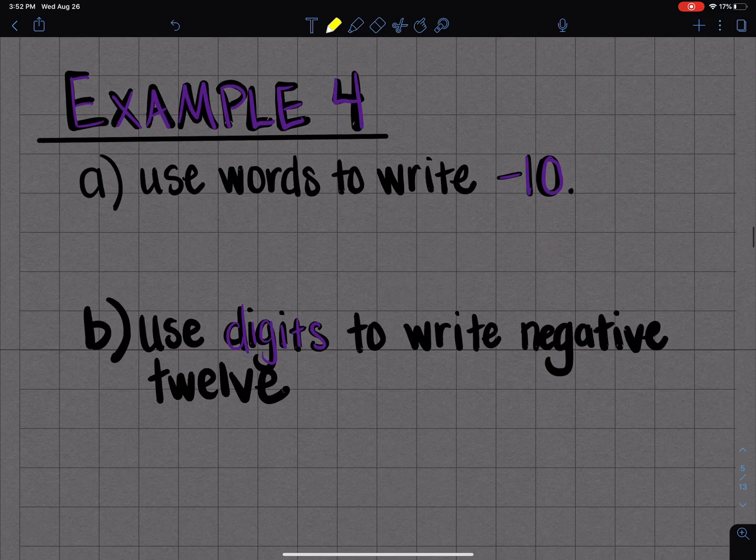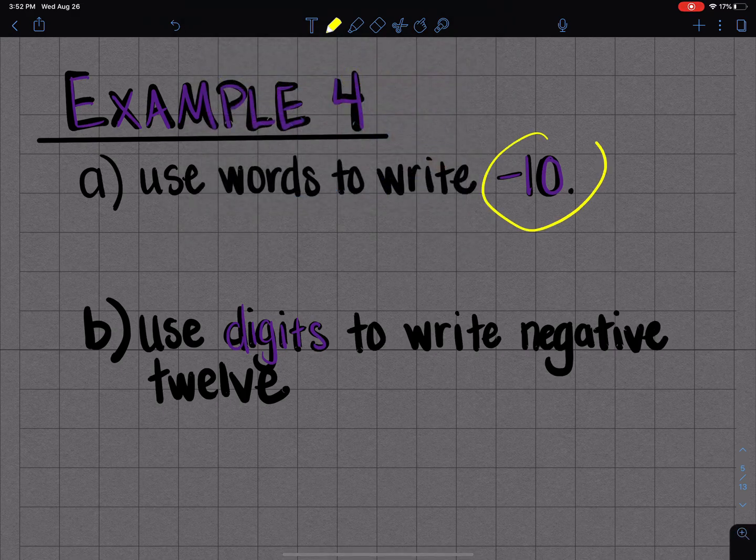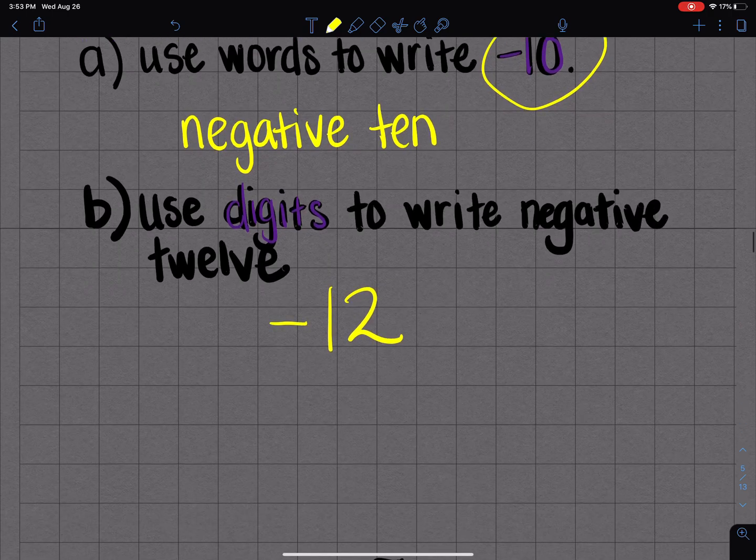All right, let's go to example 4. This is on page 41 if you're following along. It says use words to write this. And it's -10, but when I say it out loud, those are the words that you write down. So the answer is negative 10. And then the next example says use digits to write negative 12. So they want us to use symbols and digits to write that out. So it would be -12, and that's the answer.